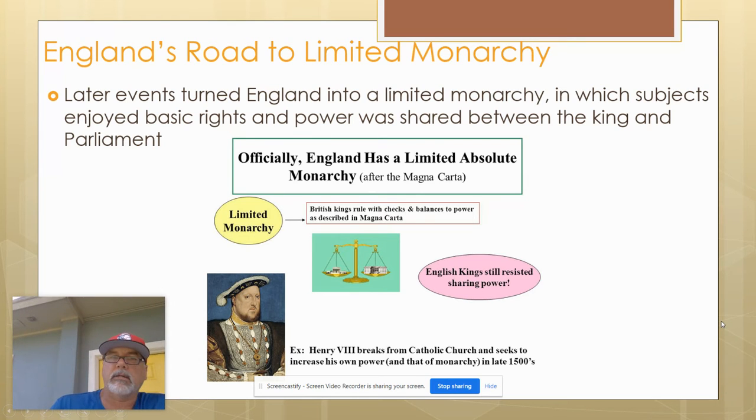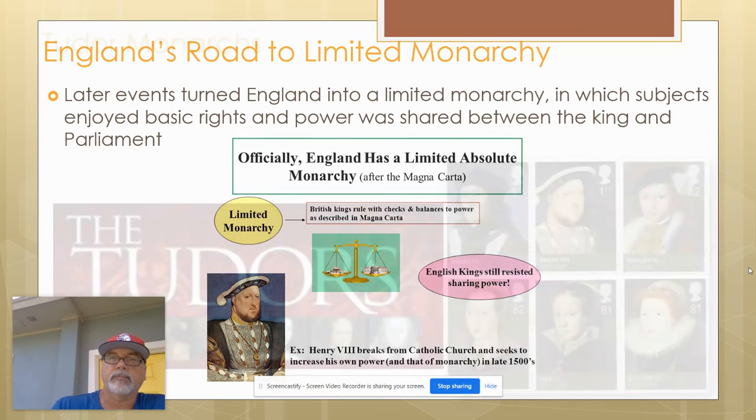All right, after the Magna Carta, a lot of those powers just keep being taken away. So they have a limited monarchy. The British kings rule with checks and balances of power described in the Magna Carta. English kings still, but even during this time, they still tried to gain as much power as they possibly could. And of course, Henry VIII breaks from the Catholic Church, and he seeks to increase his own power and that of the monarchy in the late 1500s. So he needed Parliament to break away from the Catholic Church, but he also tried to increase his power.